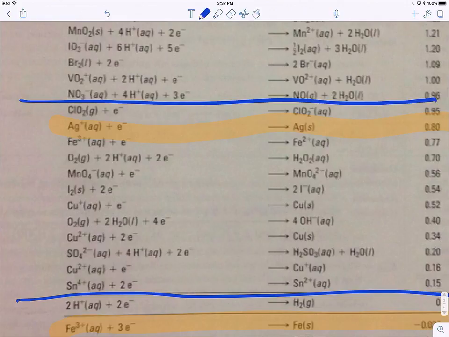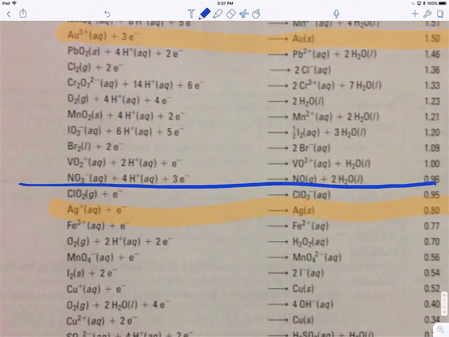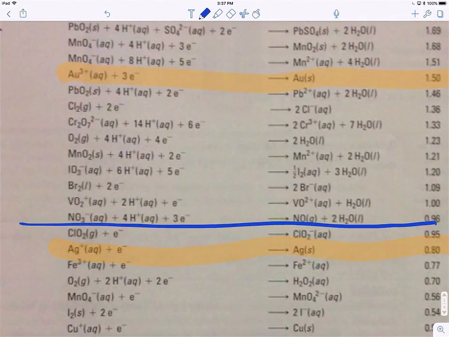And if you look even higher here, gold. Gold is known as not reacting at all. Really, you can get gold to react, but it's really hard. If you throw gold into nitric acid, nothing will happen, because it's above this line. It won't react. Can you get gold to react?